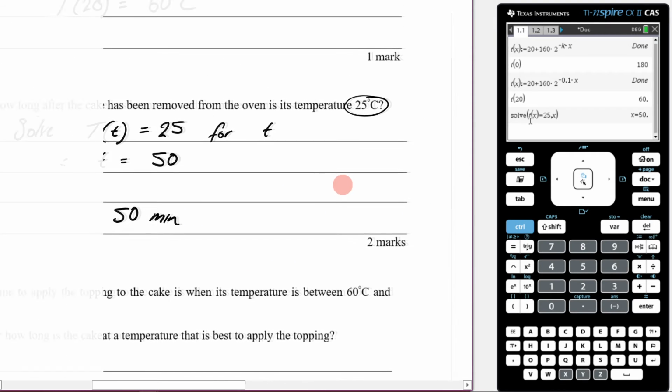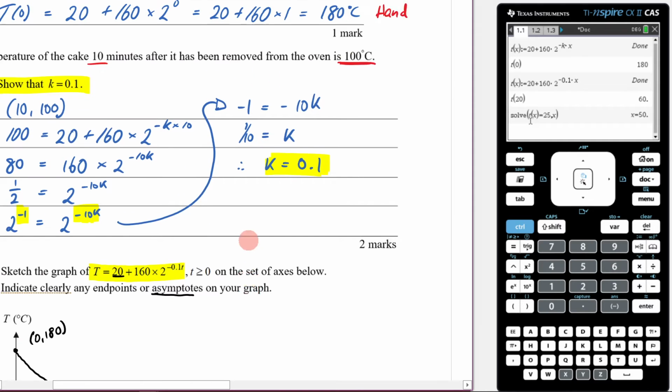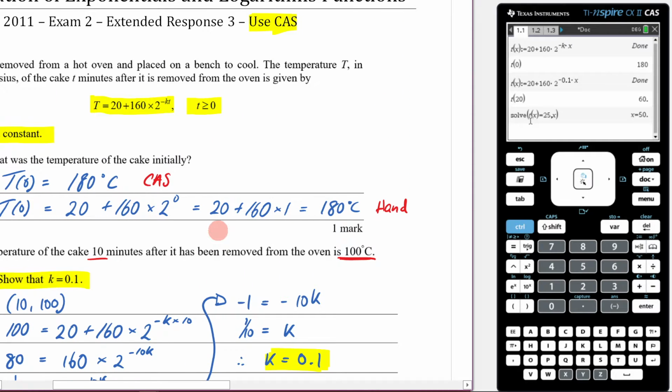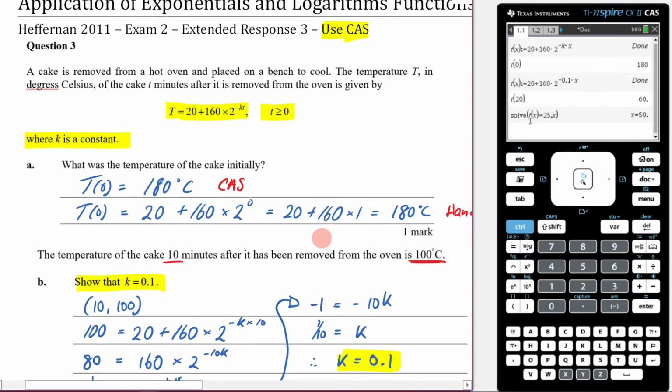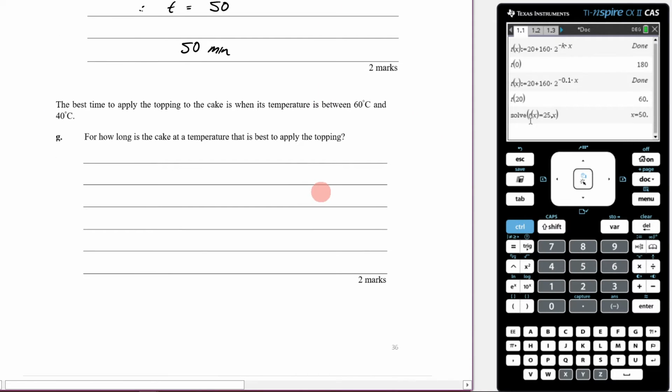The fact that we didn't have to write it out in full is because T of T has already been defined for us, hasn't it? Yeah, so it's here. So that's fine. All right, keep on going.